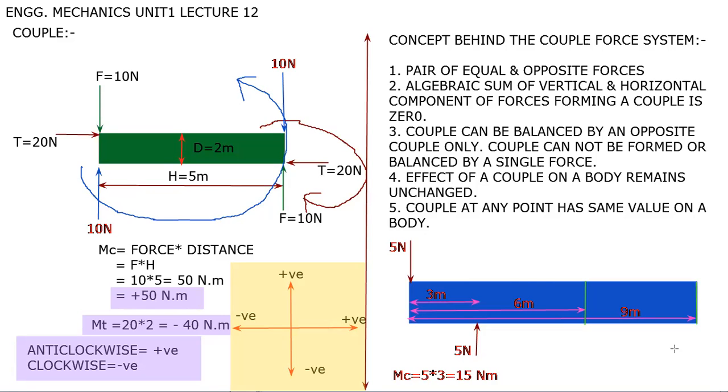And what is the fifth characteristic? That a couple at any point has the same value on the body. Now the value of this couple force system is 15 Newton meter, and the same value will also remain at the various points, right? So this is our first point.